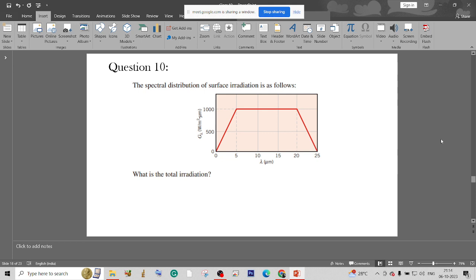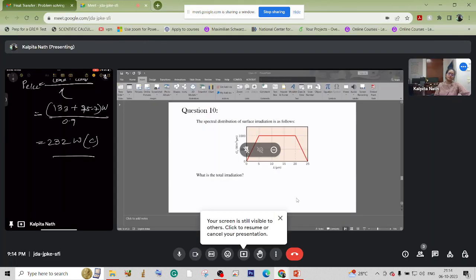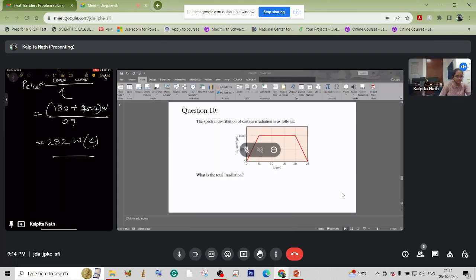So this is just a spectral distribution of the surface irradiation, that is G, that we have learned about in the class. And what we want to know? We want to know the total irradiation. Just take out the area under the curve, and then we'll get the total irradiation. Okay, I'll give you 1 minute to solve this, and then we'll proceed with the solution, because it's already 9:40, right?